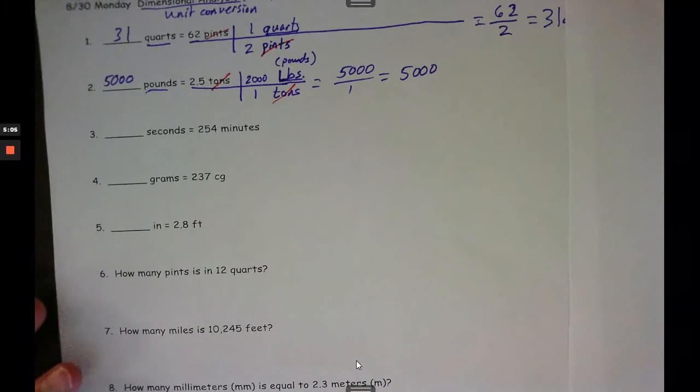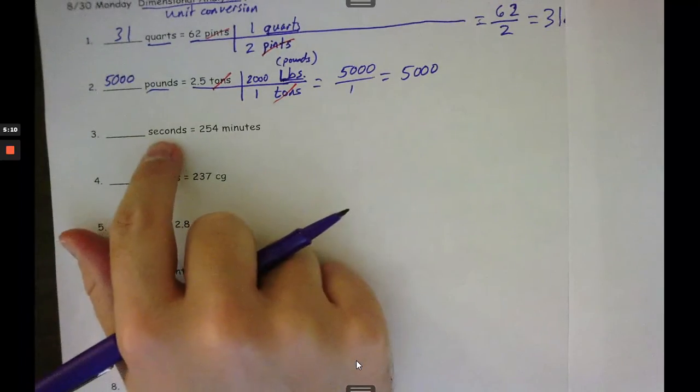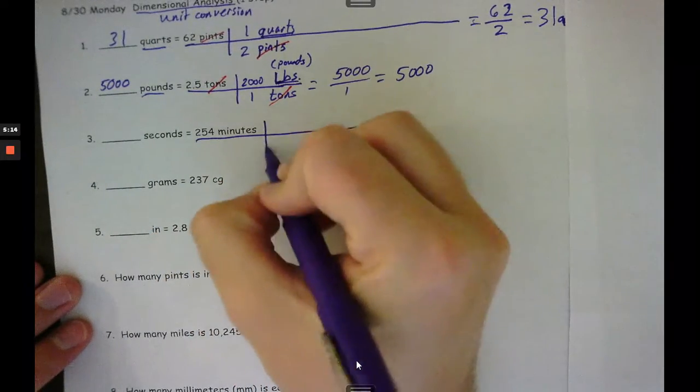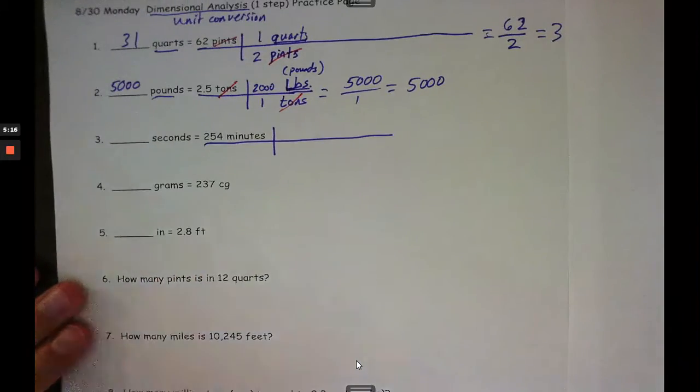Okay, now let's look at number 3. How many seconds are in 254 minutes? Now, Miss Roundtree's sheet is wonderful, handy dandy.